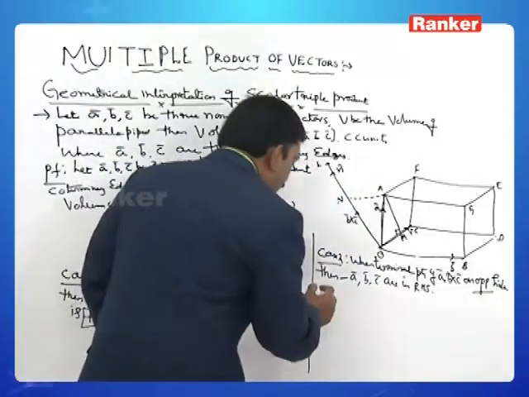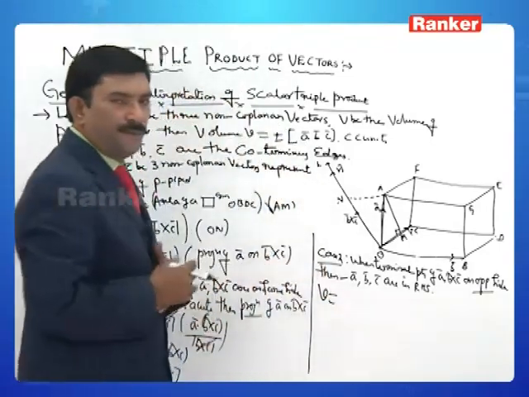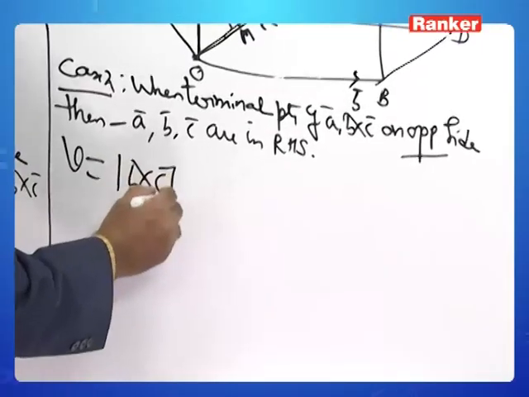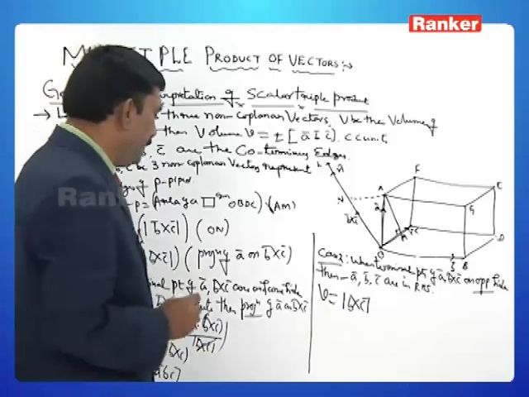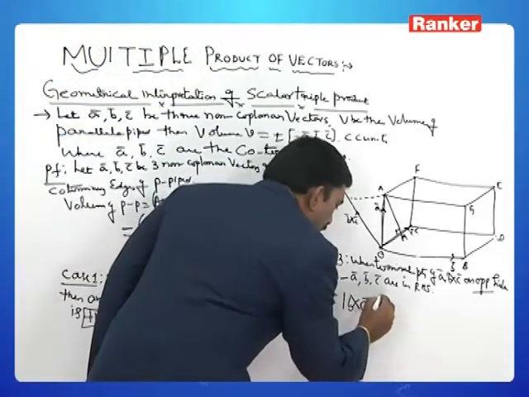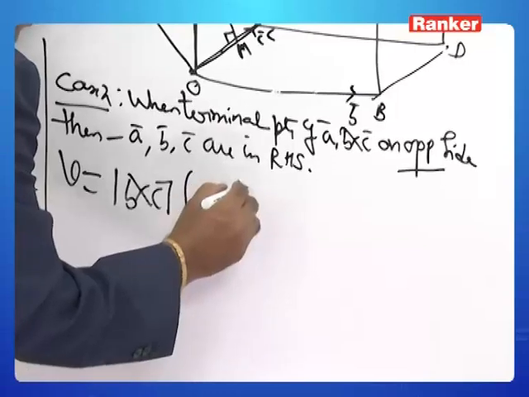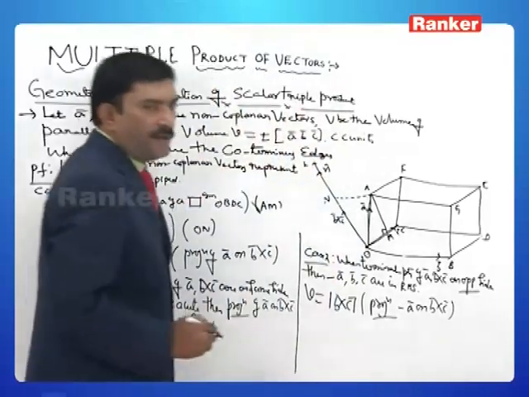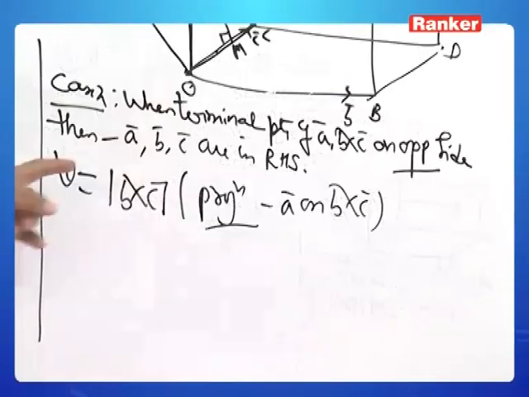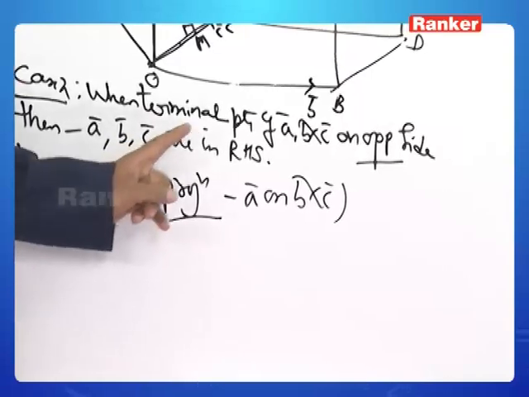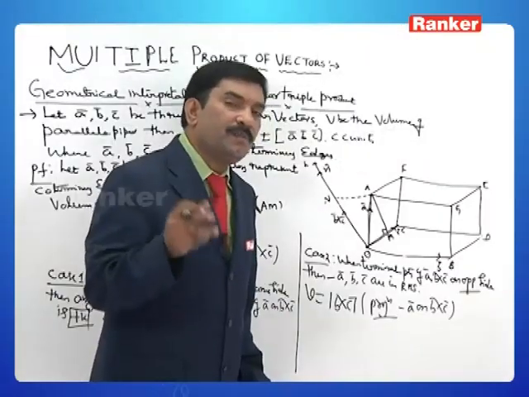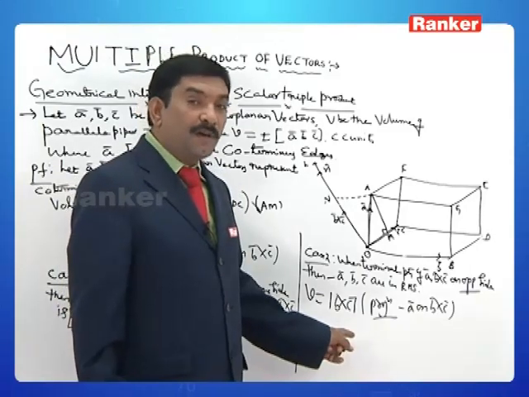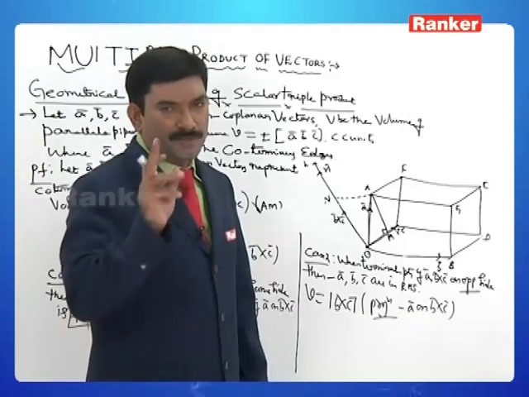So therefore, what I do is, volume V is equal to modulus of B cross C into projection of minus A bar on B bar cross C bar. Here, minus A bar, B bar, C bar are in right-hand system. What about A bar, B bar, C bar? They are in left-handed system. That's the reason to change the direction, we made it minus A bar. One has to understand.